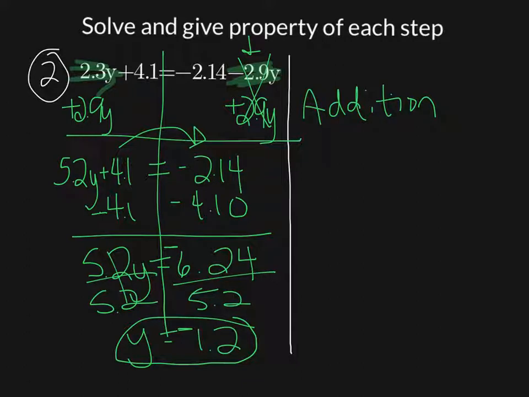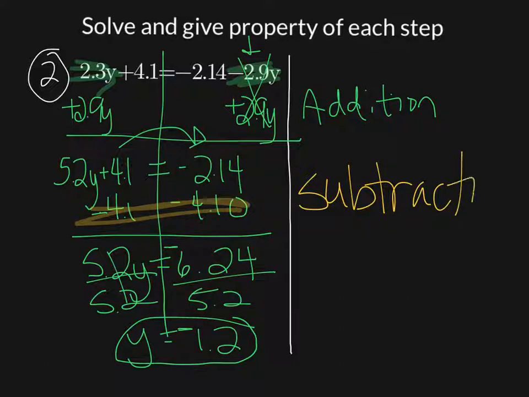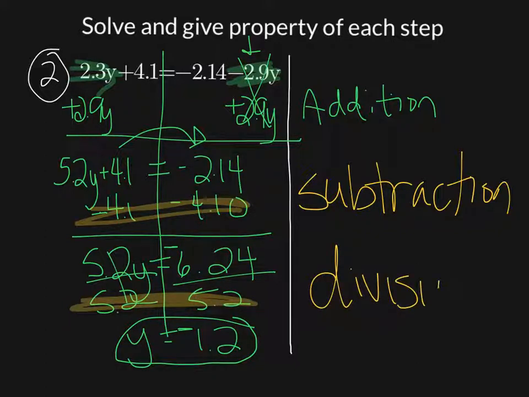Now go back. I didn't write all my properties, so I did addition here. I did subtraction, so I'm going to go ahead and put subtraction. And then here, I divided, so I'm going to go back and put division. So you're just telling what property. Did I add, subtract, did I distribute, did I multiply? You're just telling us what you did on those.